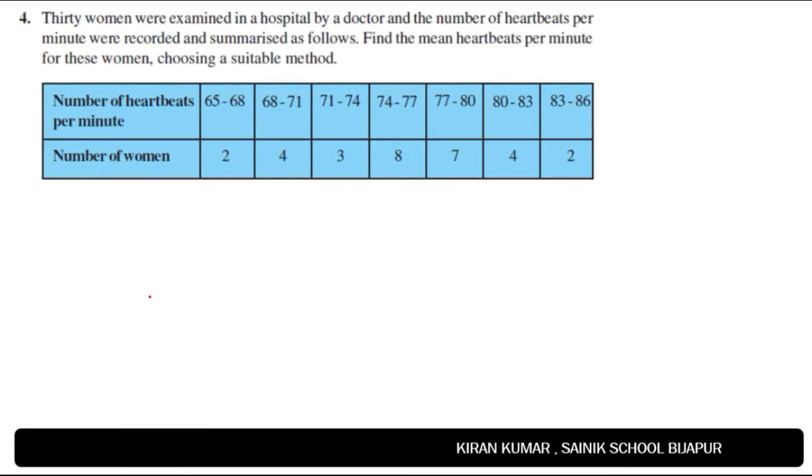Next question is: 30 women were examined in a hospital by a doctor, and the number of heartbeats per minute were recorded and summarized as follows. Find the mean heartbeats per minute for these women choosing a suitable method. Here the class intervals are a little large, so the best thing is to follow the step deviation method.